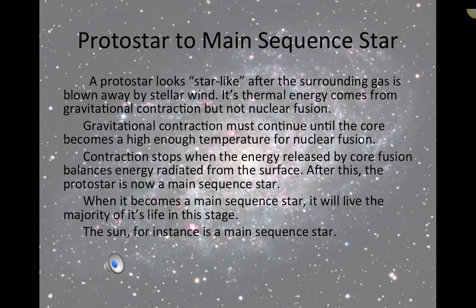Contraction stops when the energy released by core fusion balances the energy radiated from the surface. After this, the protostar is now a main sequence star. When it becomes a main sequence star, it will live the majority of its life in this stage. The Sun, for instance, is a main sequence star.